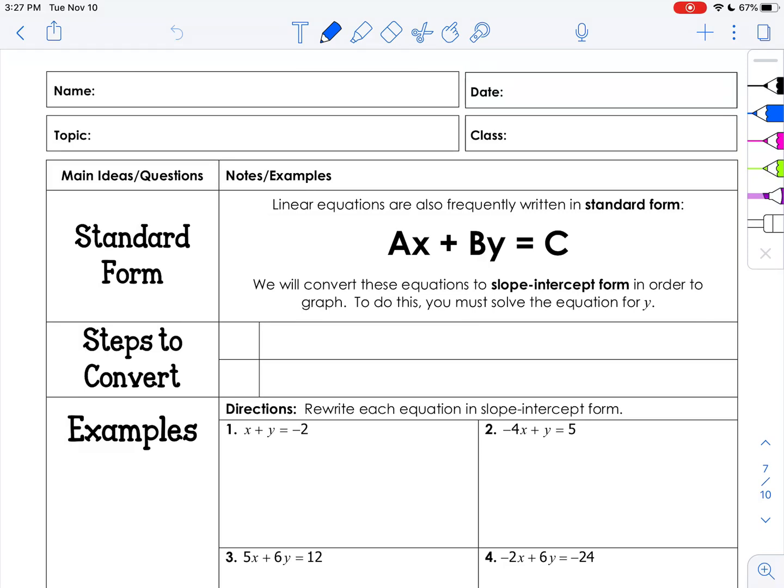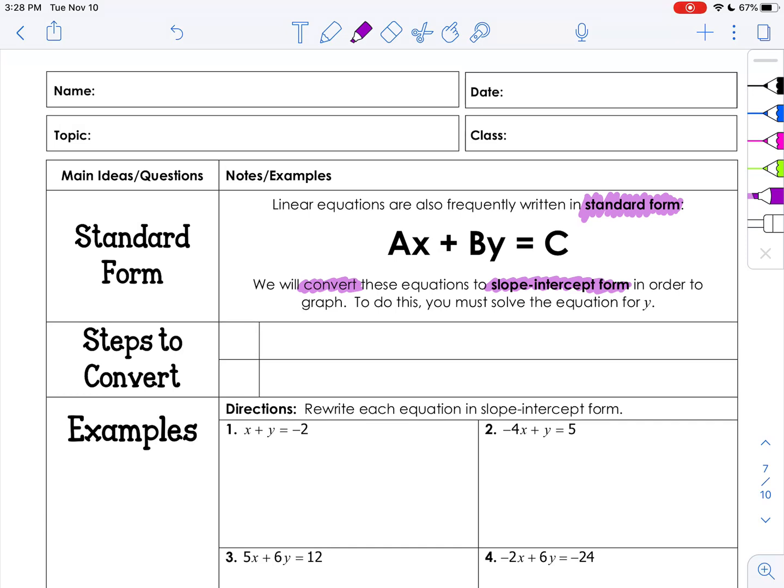In this lesson, we're going to continue looking at graphing equations. We're going to be graphing equations that are given in standard form. Remember, standard form is ax plus by equals c. And in order to graph these equations, we want to convert them so that they are in slope-intercept form. And once they're in slope-intercept form, we can then graph it like we did in our previous lesson.